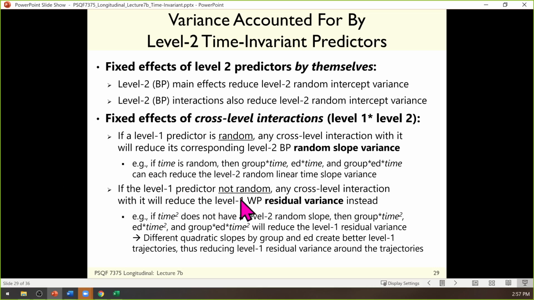If the level 1 predictor is not random, if it does not have a random slope, then any cross-level interaction with it predicts residual instead, because that is where that random slope would have come from in the first place. It's still buried in the level 1 residual. So in this case, if I had time squared that does not have a random slope, then group by time squared, ed by time squared, group by ed by time squared, any of those things reduce E variance at level 1 instead.